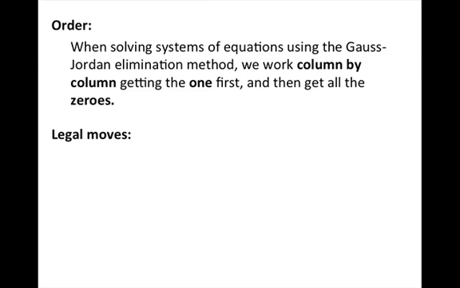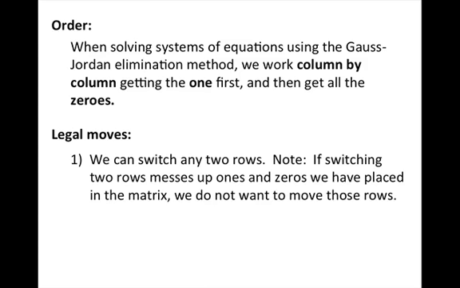So let's look at some legal moves. How are we going to get those zeros and ones that we need? We can't just change a number to a 0 or 1. We've got to follow the math steps. The first thing that we're allowed to do is switch any 2 rows. If you think back, the rows came from the equations that were in the system of equations. It doesn't matter what order that system of equations was given in, the solution is going to be the same. So when I set up a matrix, it doesn't matter the order that I put the rows in.